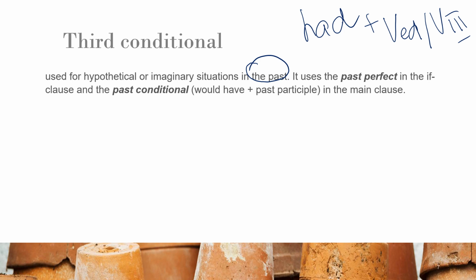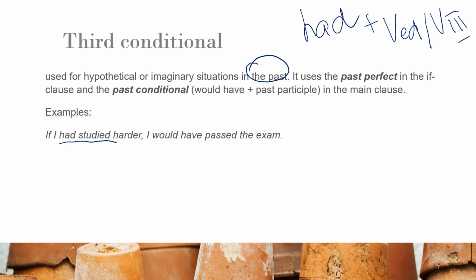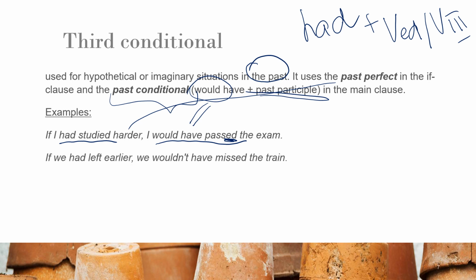Let's take a look at some examples. If I had studied harder, I would have passed the exam. So had studied is our past perfect, and would have passed is our past conditional that consists of the would have part in here and past participle, a verb with an ed ending.